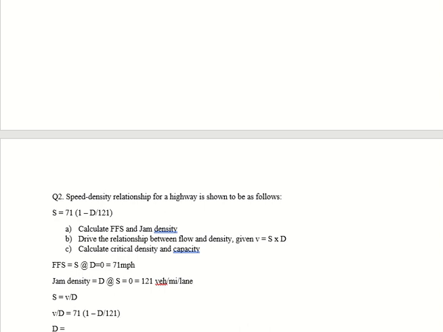So that means, sorry, not D, V equals 71D minus 71 upon 121, I'll put it in bracket, D square. And to further simplify it, 71 upon 121 equals 0.59, so D square.